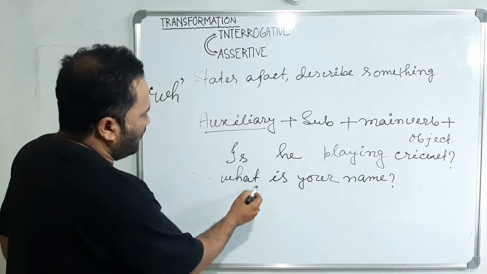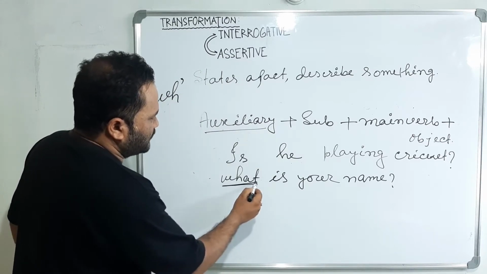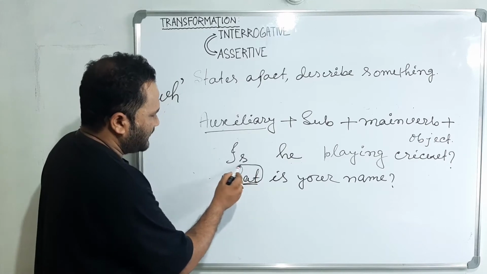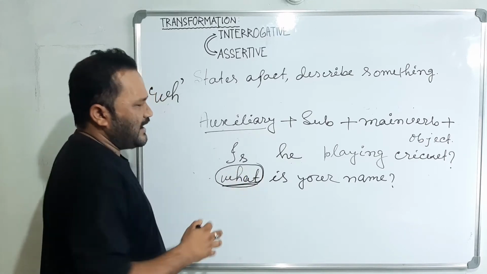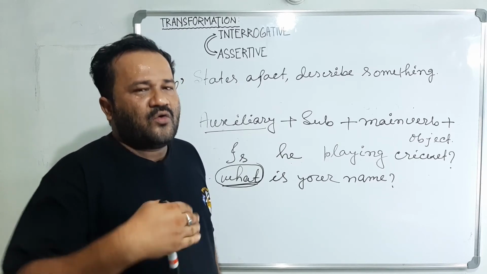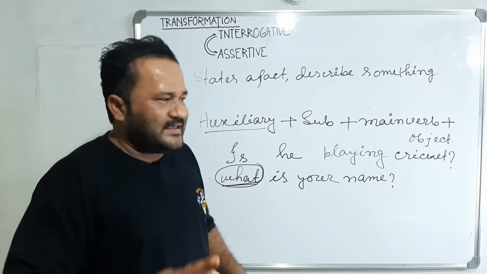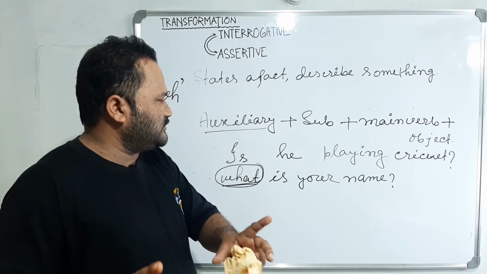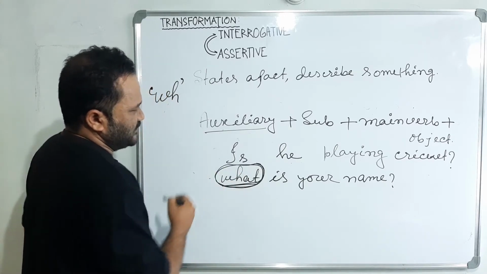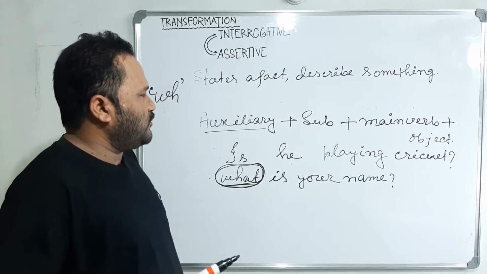So it is called WH question because all those questions start with a WH word, like what, which, who, why, where, whom. These are interrogative pronouns and these are actually used to start the question. That is why it is called WH question.